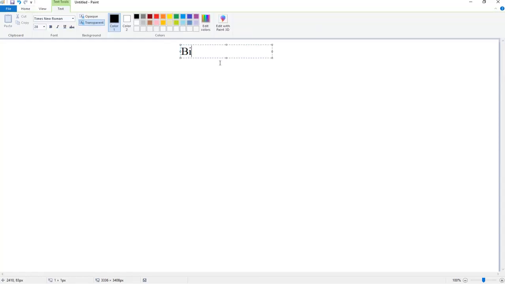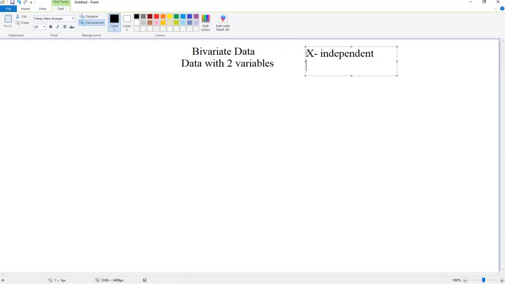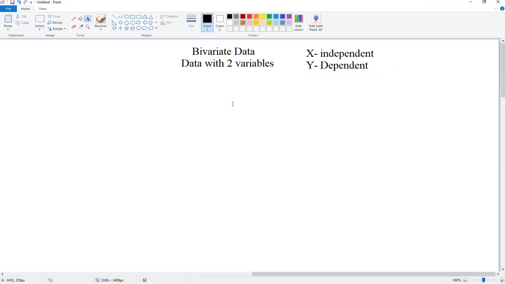And what you're supposed to learn here is called bivariate data. Bi means two, variate means variable. So bivariate data just means data with 2 variables. Now, before I've taught you that there's usually 2 variables. You have an x, which is your independent, and you have a y, which is your dependent. But in this case, there's not necessarily a dependent and independent variable.